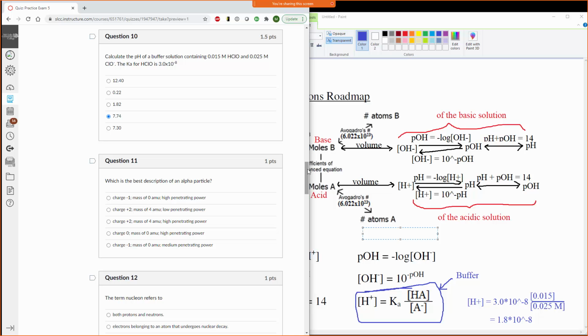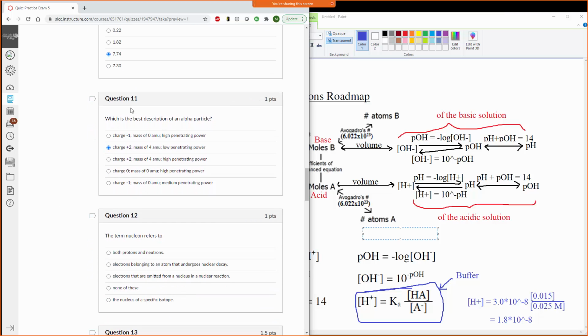Okay, question 11, what is the best description of an alpha particle? Good, charge +2, mass of 4, and it's going to be low penetrating power because it's so massive, relatively speaking, right? So just memorizing what each of these particles are is how you'll answer this type of question. If I asked, which is the best description of a beta particle, you would say, okay, beta particle is an electron, so it would have a charge of -1, mass of 0, and then maybe a medium penetrating power.